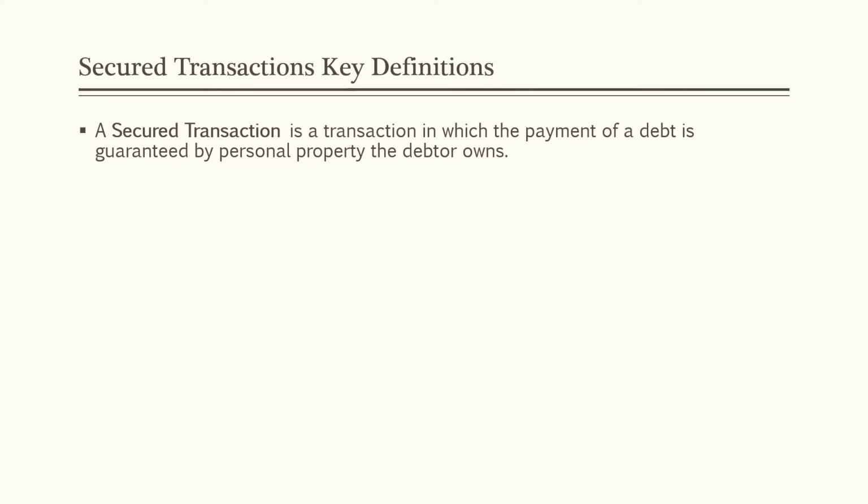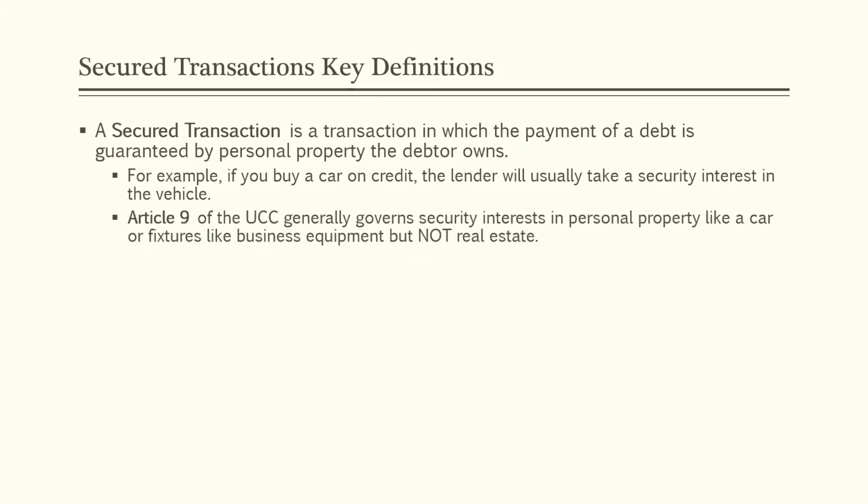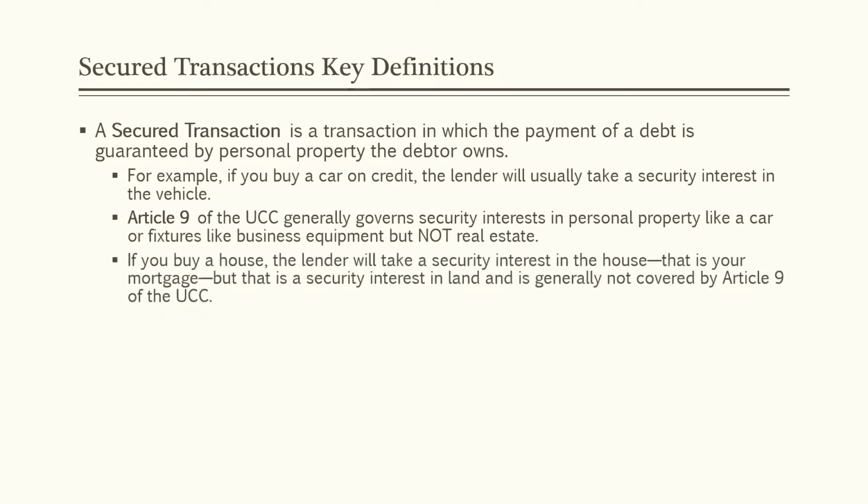A secured transaction is a transaction in which the payment of a debt is guaranteed by personal property the debtor owns. For example, if you buy a car on credit, the lender will usually take a security interest in the vehicle. Article 9 of the UCC generally governs security interests in personal property like a car or fixtures like business equipment, but not real estate. If you buy a house, the lender will take a security interest in the house. That's your mortgage. But that is a security interest in land and is generally not covered by Article 9 of the UCC.